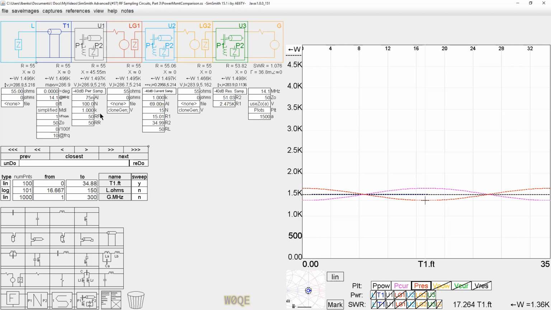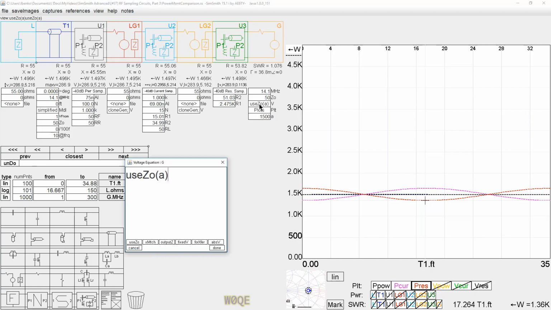That really isn't a 10% error. That's just what it reports. Remember, the current sampler is reporting 40 dB less than what the actual current is. The voltage sampler is reporting 40 dB less than what the actual voltage is at that point in the line.